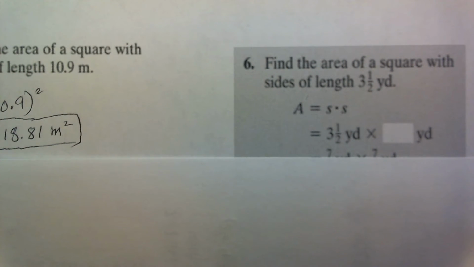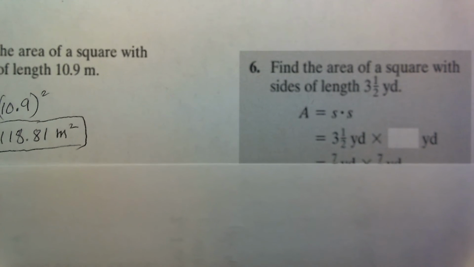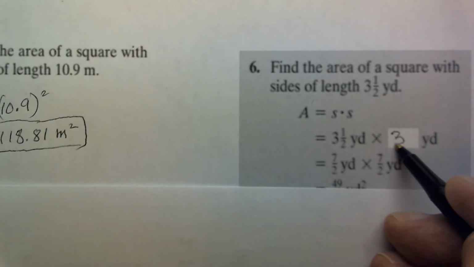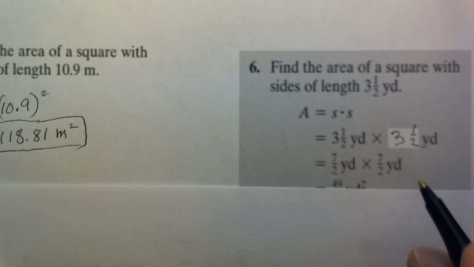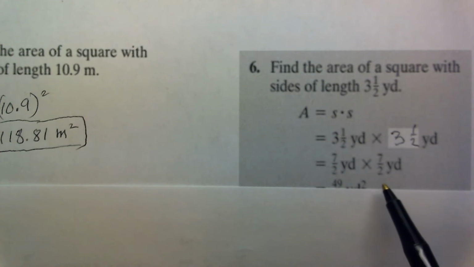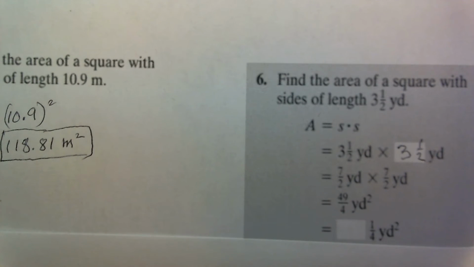Find the area of a square with side length 3.5 yards. Again, the area is S times S, or 3.5 yards times 3.5 yards. So converting that to a fraction is 7 halves times 7 halves, or 49/4. And that's equal to 12.25 square yards.